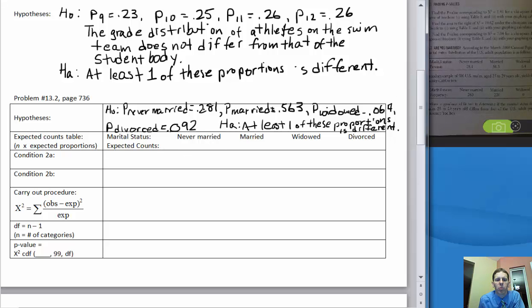So we're going to multiply 500 times each of these values that were listed as sort of our observed values. These are the observed percentage of people in the population that have these categories. So we're going to multiply each of these observed proportions by 500, and we'll write those numbers inside the chart here.